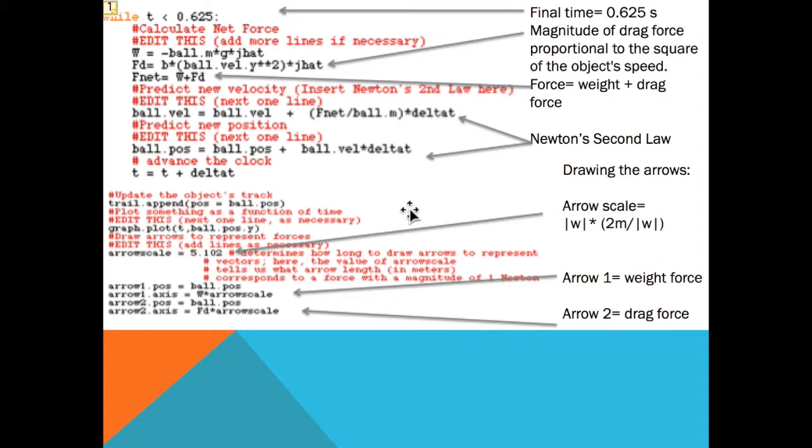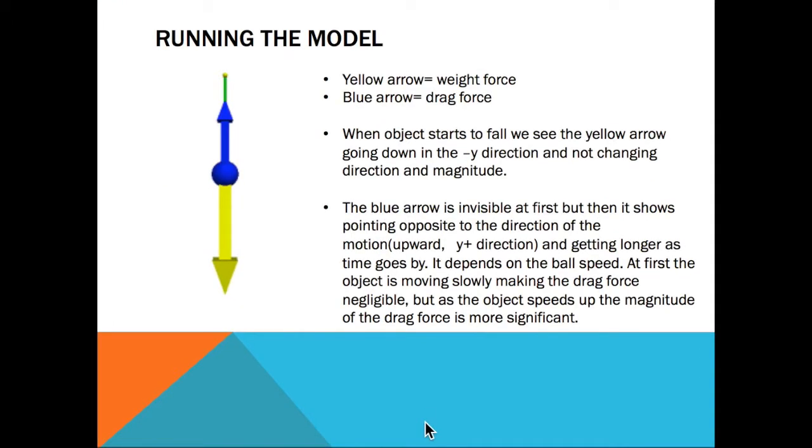Then I decided to draw some arrows. The arrow scale is equal to the magnitude of the weight force times 2 meters divided by this magnitude of the weight force. Arrow 1 is the weight force, and arrow 2 is the drag force. By running the model, you can see that the yellow arrow is the weight force and the blue arrow is the drag force. When the object starts to fall, we see that the yellow arrow is going in the negative y direction, downwards, and not changing direction nor magnitude.